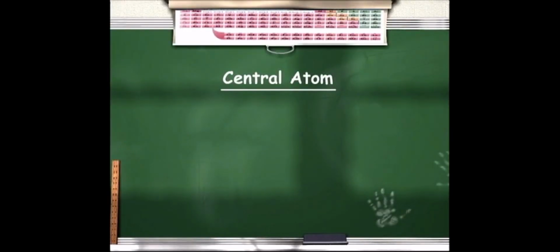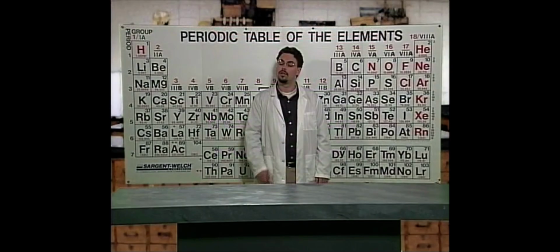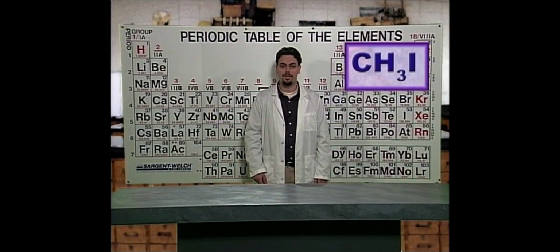Here are some guidelines that will help you determine the central atom in a molecule. If carbon is present, it is generally the central atom. Hydrogen is never the central atom. The atom with the smallest electronegativity is often the central atom. So, let's draw the Lewis structure for iodomethane, whose formula is CH3I.